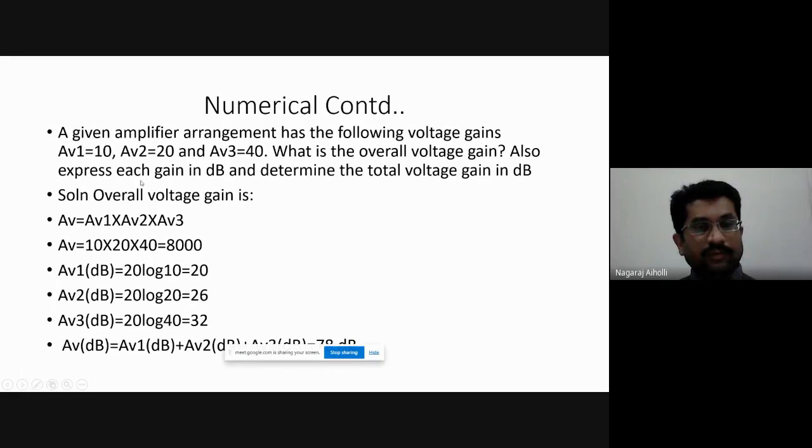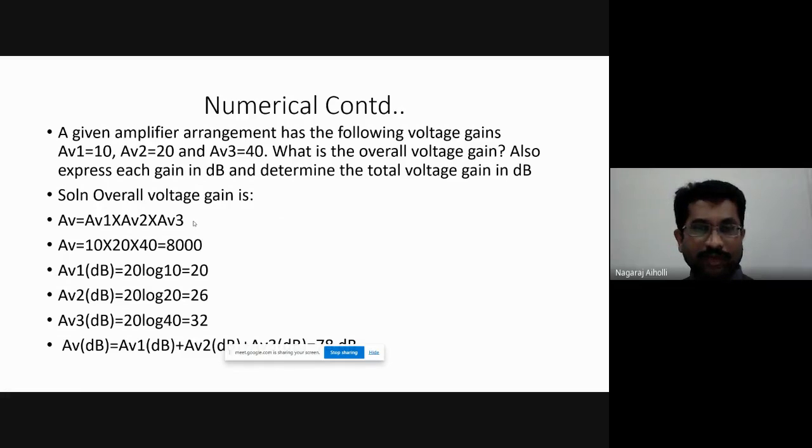Now here we know that for the cascaded stages, the given amplifier arrangement has the following voltage gains. The first stage has a gain of 10, the second stage has a gain of 20, and the third stage has a gain of 40. What is the overall voltage gain? We know the formula that if the individual gains of each stage are given, then the total gain is given by the product of the gains of individual stages. That is, total gain is AV1 into AV2 into AV3.